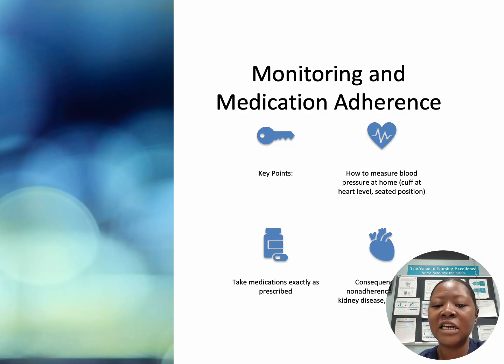Monitoring and medication adherence. Key points. How to measure your blood pressure at home. Again, cuff at the heart level and at a seated position. Take your medication exactly as prescribed by your provider. Consequences of non-adherence to blood pressure medications are kidney disease, hypertension, or possible stroke and heart attacks.